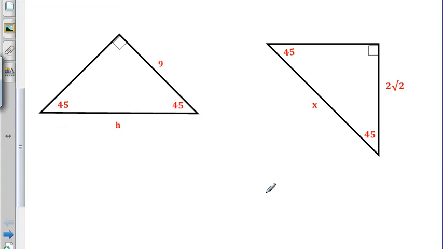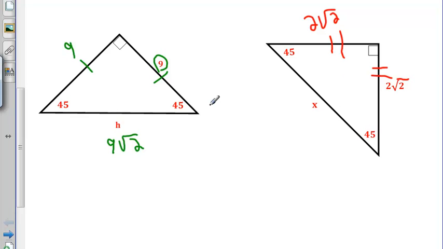So let's look at this one. So here you see they gave us 9. This is a 45, 45, 90, so this is 9. And then what I'm telling you is you just have to know that this is 9 times the square root of 2. It's actually pretty straightforward. Now here we have a little bit of a variation. So we know that these are congruent to each other. So this is 2 square roots of 2. I'll put 2 here just so we know that this is different than this one.